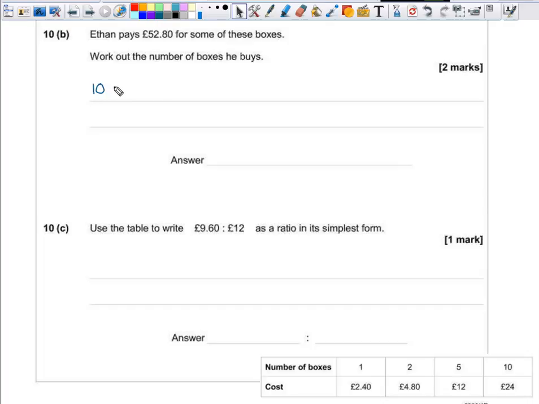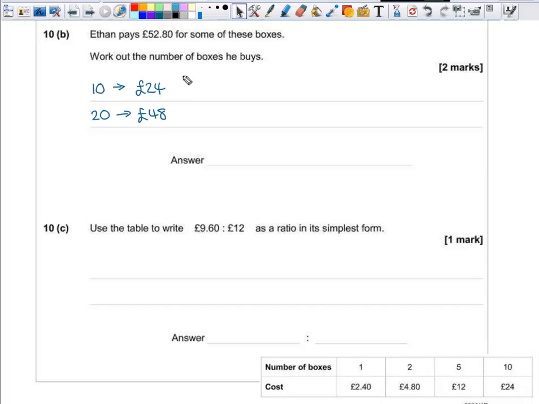So for 10 boxes, he spends £24. And that would mean for 20 boxes, he'd have to spend £48. And this is still not the total that he spent. So we know he's bought more than 20, but not much.